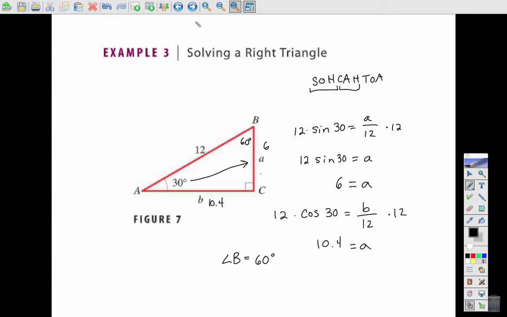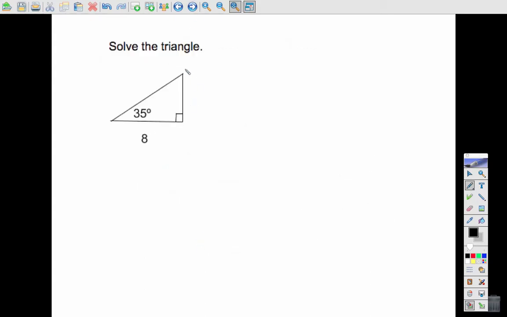All right, let's look at one more where we're not given the hypotenuse, where we're given the adjacent side instead. Okay, so we want to look at SOHCAHTOA. Okay, we know that for the angle 35, we know the adjacent side. We either want to use cosine or tangent. Those both use the adjacent side. So I'm going to start by writing an equation with cosine.